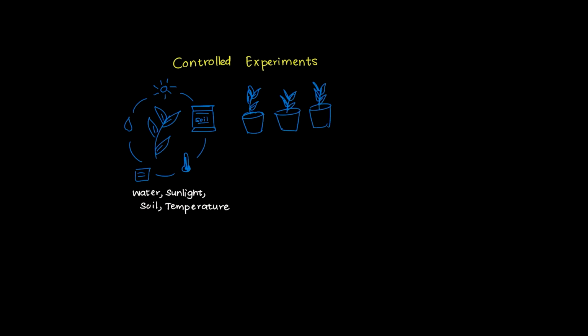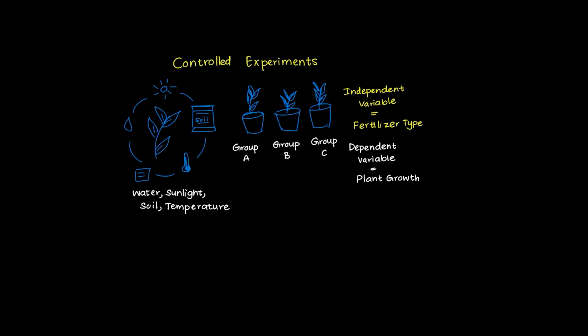By keeping water, sunlight and soil identical across all groups, the researcher isolates the independent variable, the fertilizer. So any differences in plant growth must come from that one factor. The dependent variable is the outcome you measure, which is plant growth here. You can't eliminate that. It's the whole point. And this isn't about maximizing effects or running more trials. It's about making sure your results actually mean something.